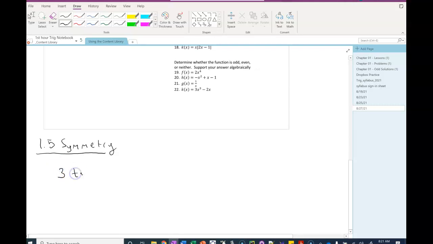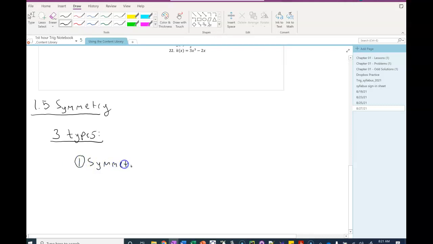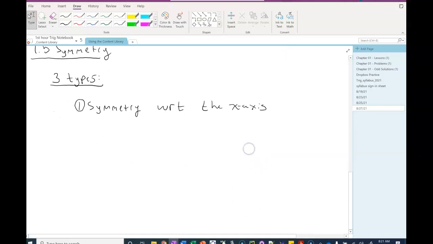In this class, we're going to be responsible for 3 types of symmetries. So the first one is called symmetry with respect to the x-axis. Now that phrase, with respect to, is a common mathematics phrase. I'm going to abbreviate it as WRT. You're free to use that abbreviation as well. You don't need to if you don't want to, but that's the abbreviation that I'm going to use.